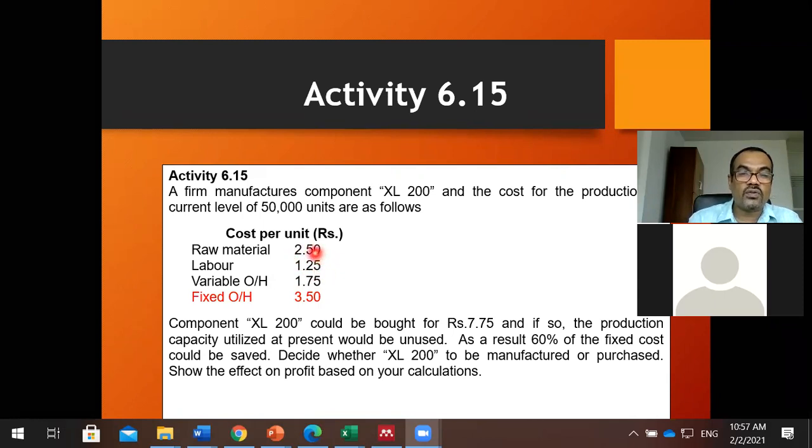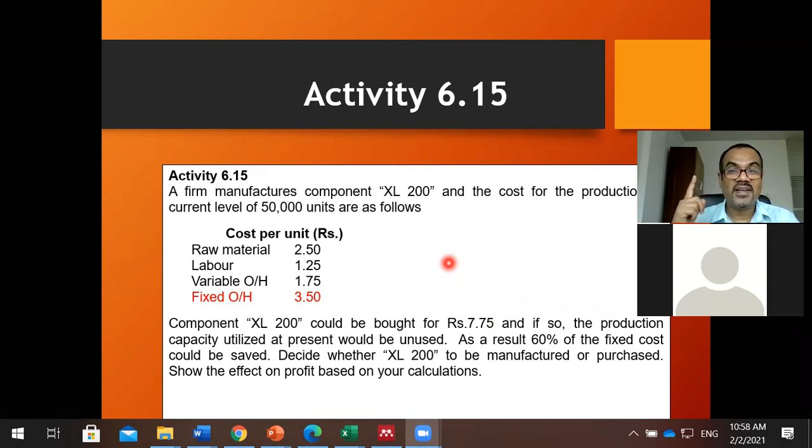So current variable cost is 250, 125, 175, that comes to 550, whereas you are going to buy at 775. So you are going to incur 775, whereas you are going to save 550. The difference between 550 and 775 is how much? It is 225. So, sorry, not saved: 225 rupees will be additionally incurred.